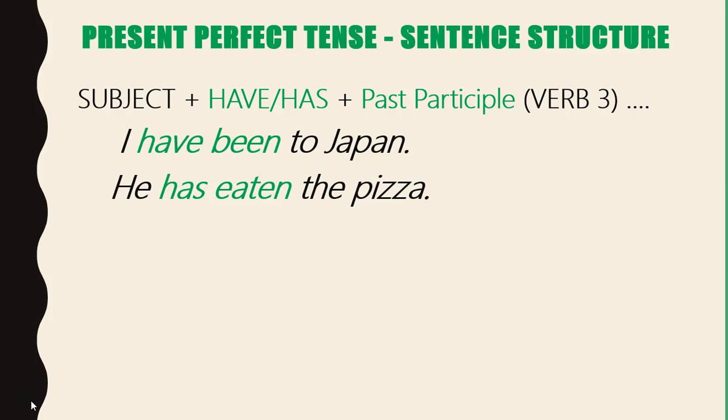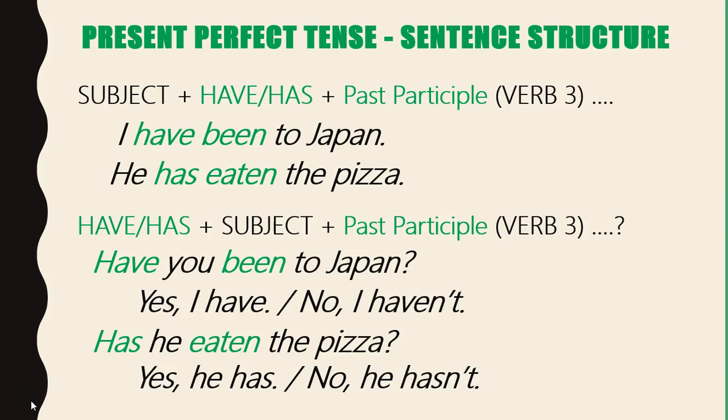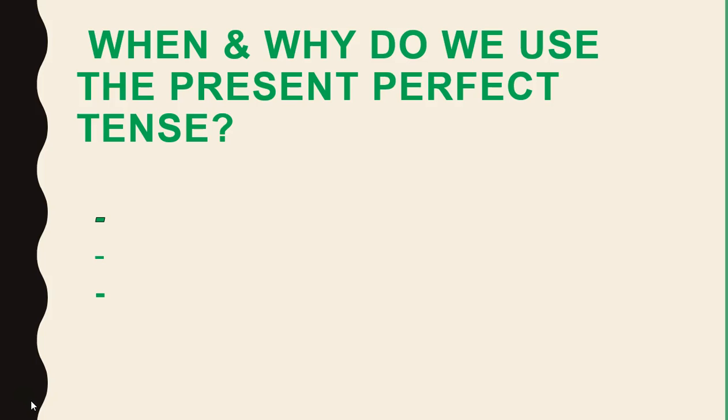Okay. If we're forming questions using it, we have and has plus subject plus the past participle. We have an example there. Have you been to Japan? Yes, I have. No, I haven't. Has he eaten the pizza? Yes, he has. Or no, he hasn't.